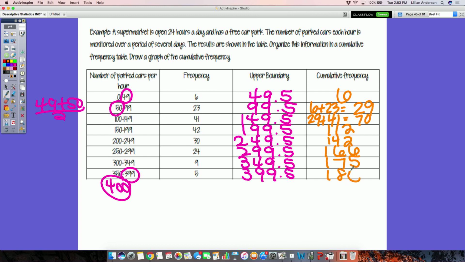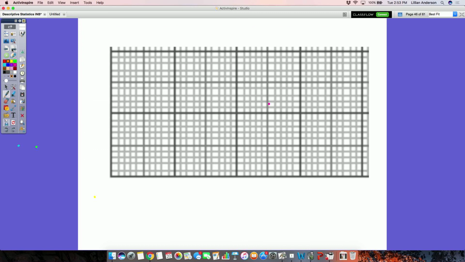180. Now, one way to make sure that you did it right: if you add up your frequencies, this total should equal the last one that you have. If it doesn't, that means you missed a number of adding of some sort somewhere. Okay? That's how you can always check. Questions on how we got our table? Then let's do step 2, where we actually make our cumulative frequency curve.